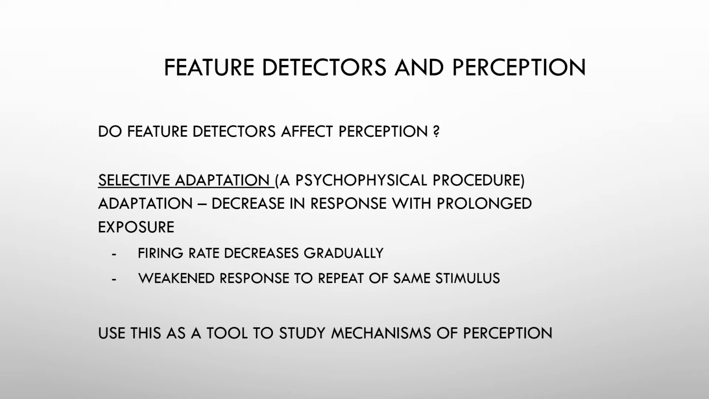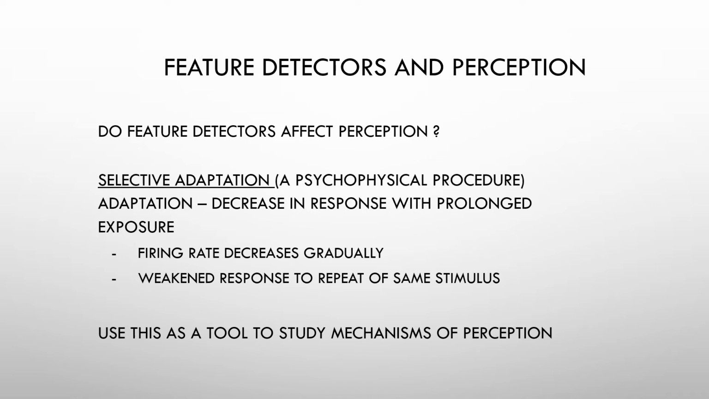So I'm going to go through a couple of different ways to answer this question of, do feature detectors, those neurons and what they respond to, actually affect perception? The first kind of study is a selective adaptation experiment. This is a psychophysical procedure where we ask people, what is the smallest contrast that you can still see in these grating patterns?